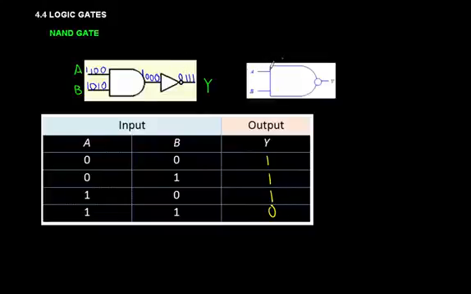This is the symbol for the NAND gate. It comprises an AND gate followed by the NOT gate. The circle here represents the NOT gate. So A input, B input, and Y output. Using Boolean algebra, this will be A and B, with a line on top to represent the NOT gate. Summary: its output is 0 when both inputs are 1. So notice here, when both are 1s, then the output is 0.